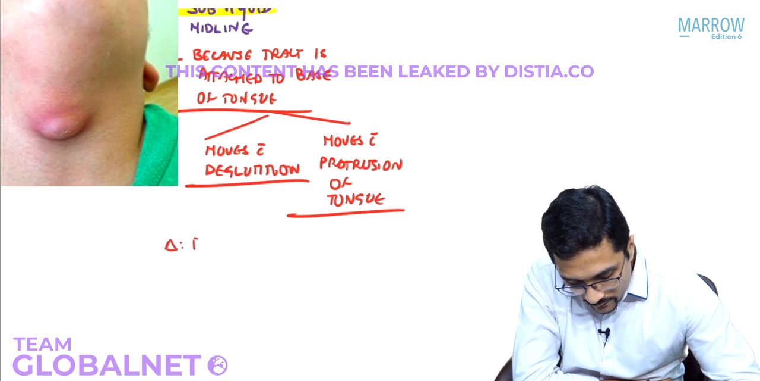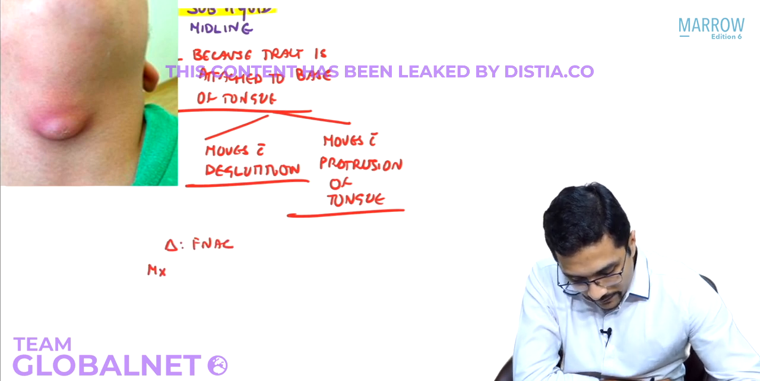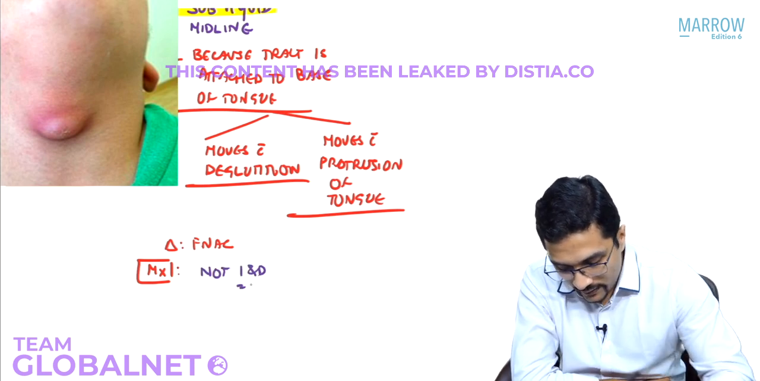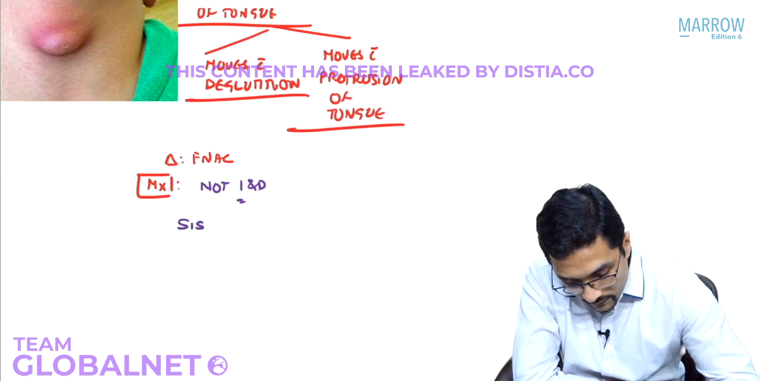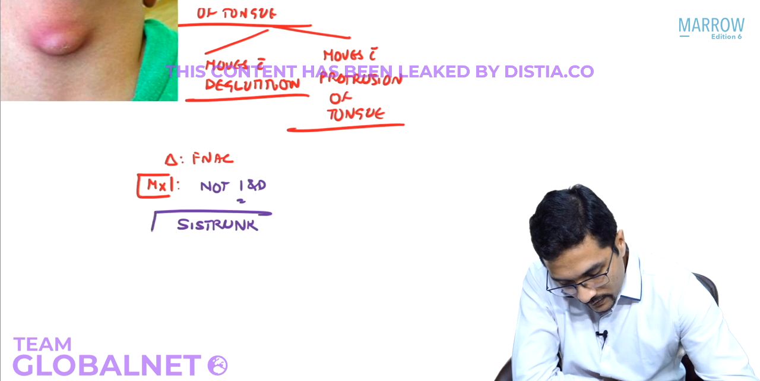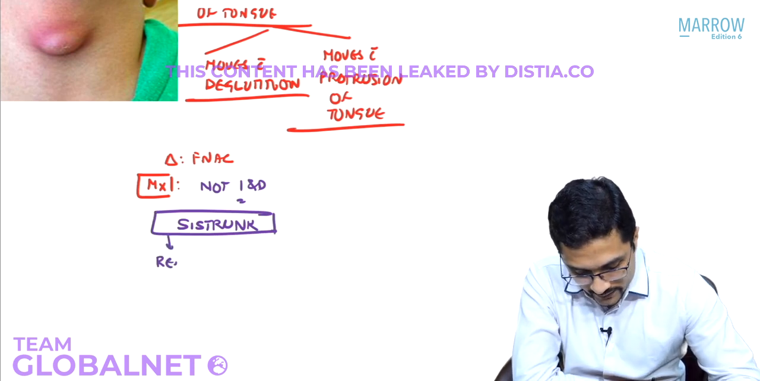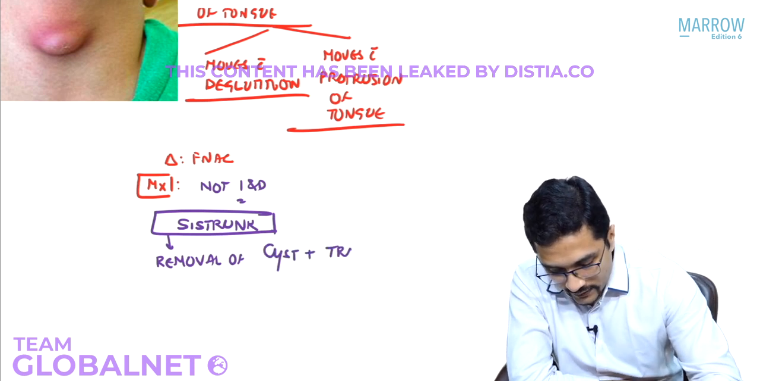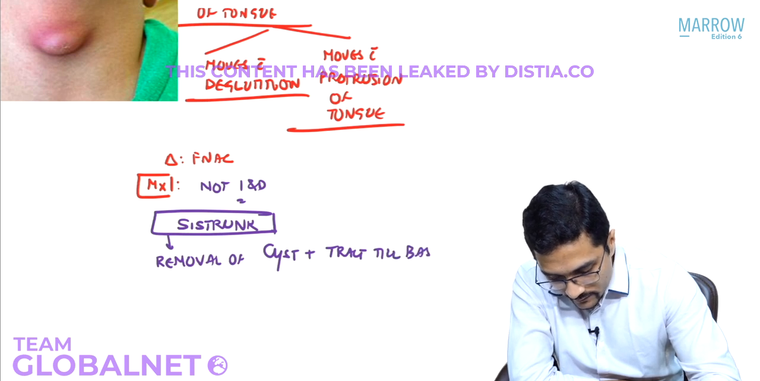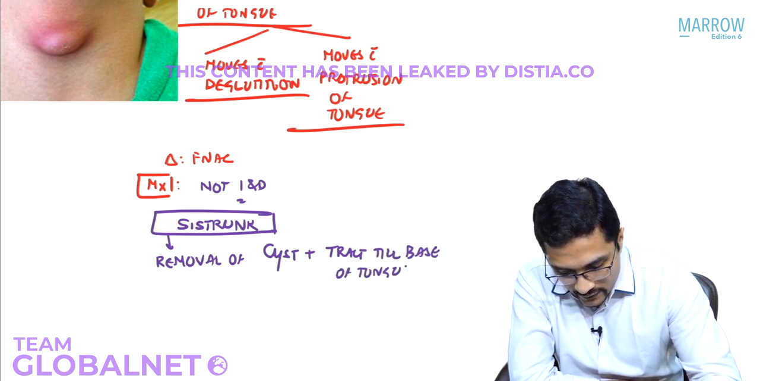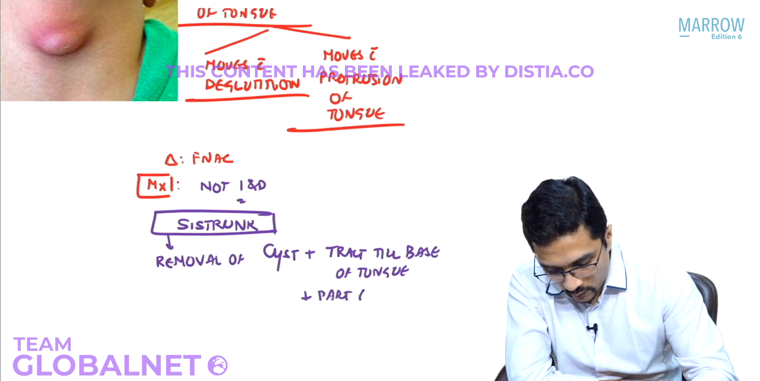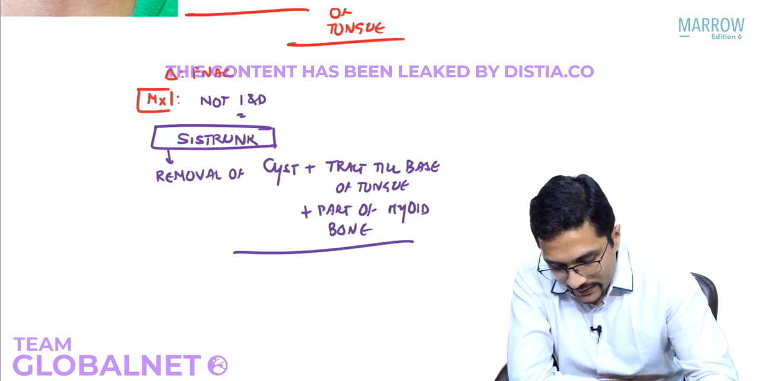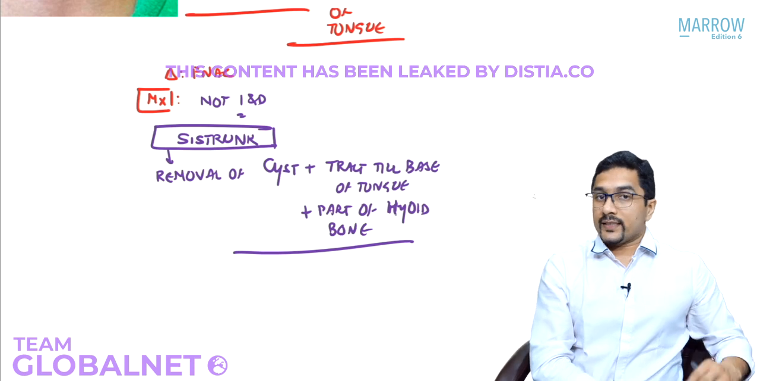The diagnosis is confirmed by FNAC, and the management is very important. It is not incision and drainage. Again, incision and drainage is not done. We do Sistrunk surgery. The Sistrunk procedure is removal of cyst, plus the tract till base of tongue, plus part of hyoid bone. Please remember, part of hyoid bone also has to be removed. Then only complete excision will be attained. Otherwise, you cannot excise it completely.